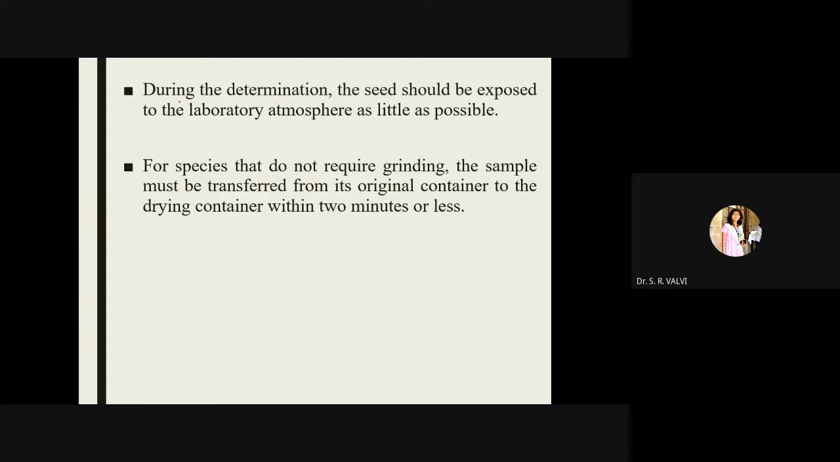During the determination, the seed should be exposed to the laboratory atmosphere as little as possible. So here, while testing, we have not to expose those seeds to the laboratory atmosphere. Then, for the species that do not require grinding, the sample must be transferred from its original container to the drying container within 2 minutes or less.